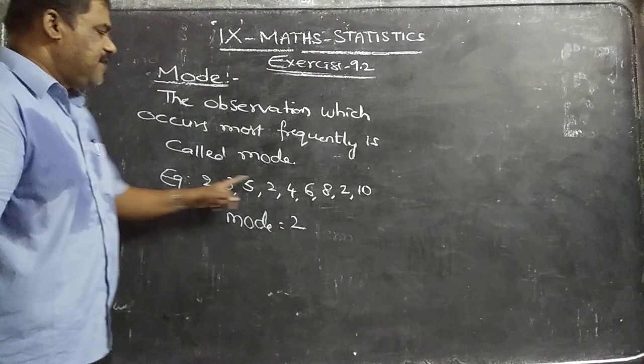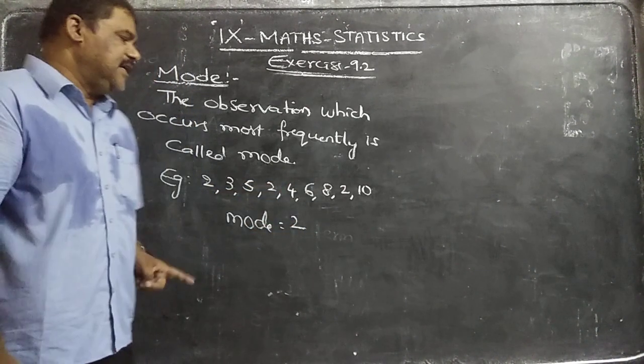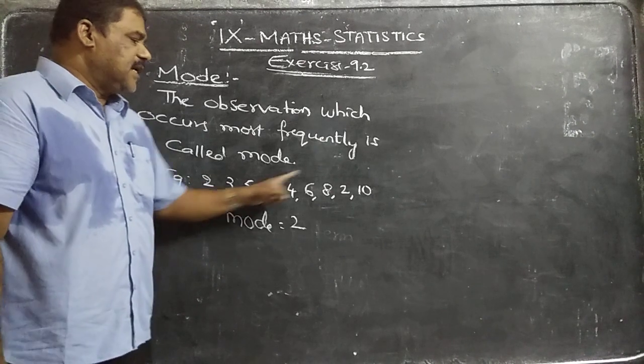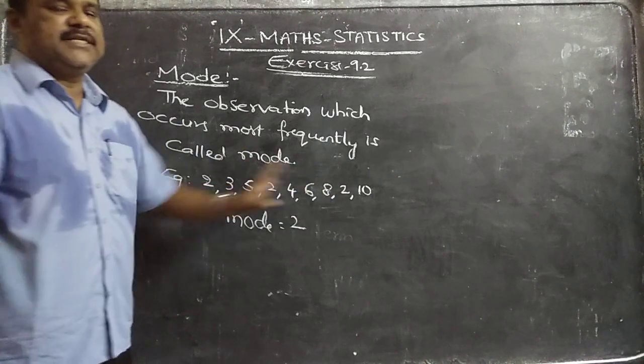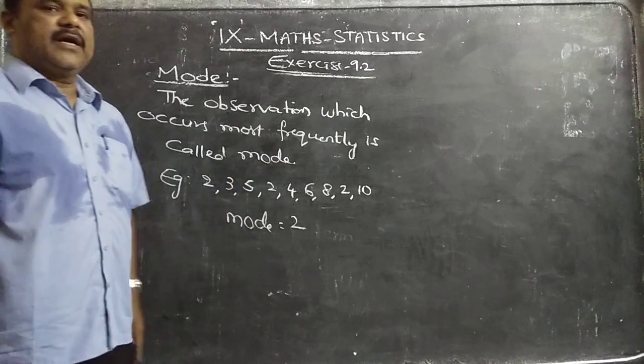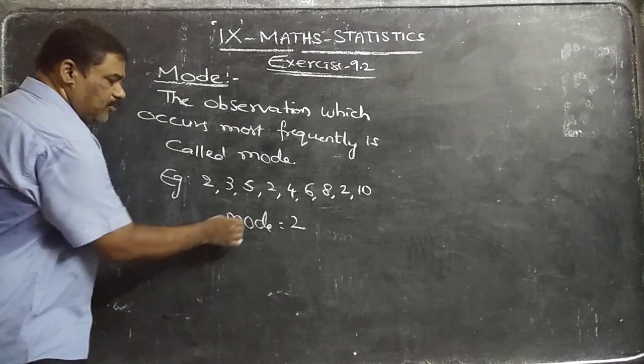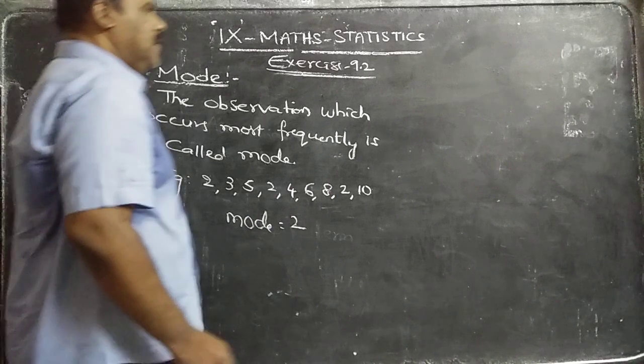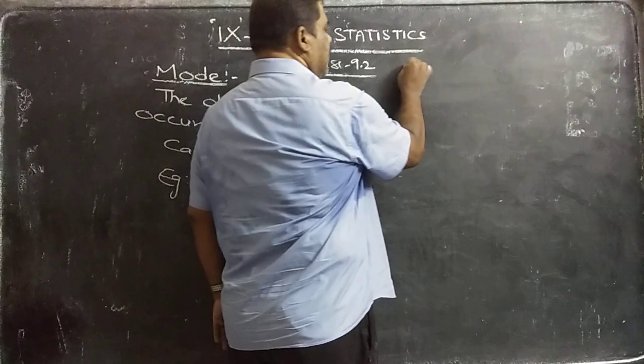The observation which is occurring most frequently is called mode. So 2 is occurring most frequently, 3 times it is occurring, and there is no other number which is also occurring 3 times. So mode is 2. Now let us see another example.